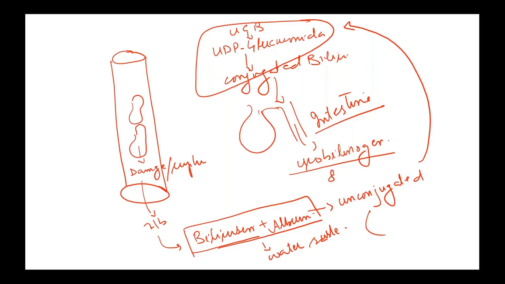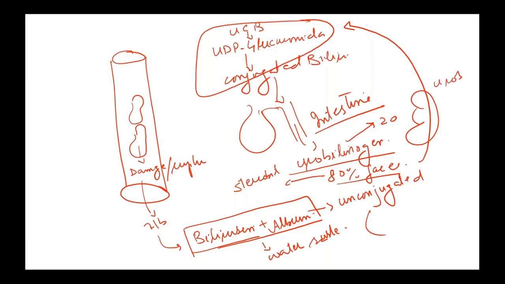So 80% of the urobilinogen will go into the feces, and this urobilinogen will be converted into stercobilinogen, which will give brown color to the stool. So this 80% goes here, and then 20% of this urobilinogen will go to the kidney. And in the kidney, it is converted into urobilin, which will give yellow color to the urine.